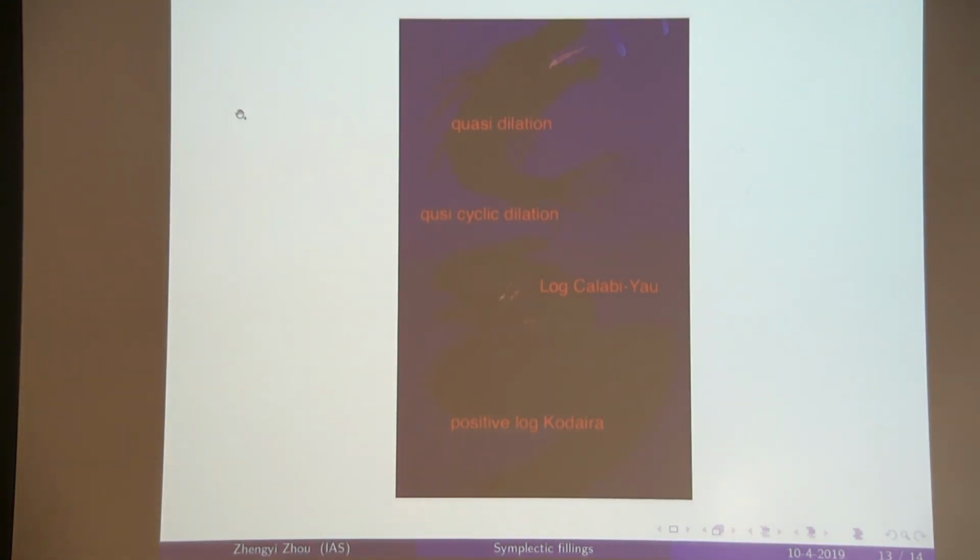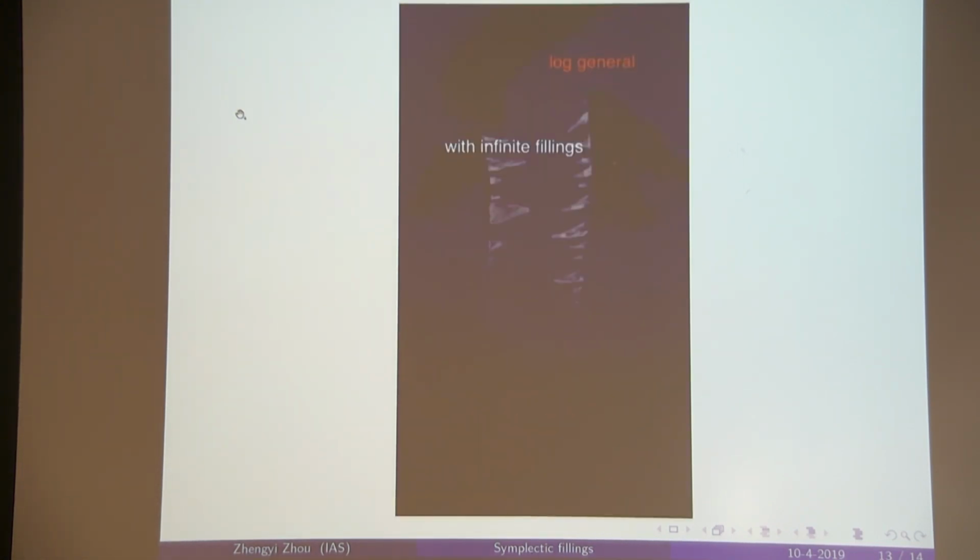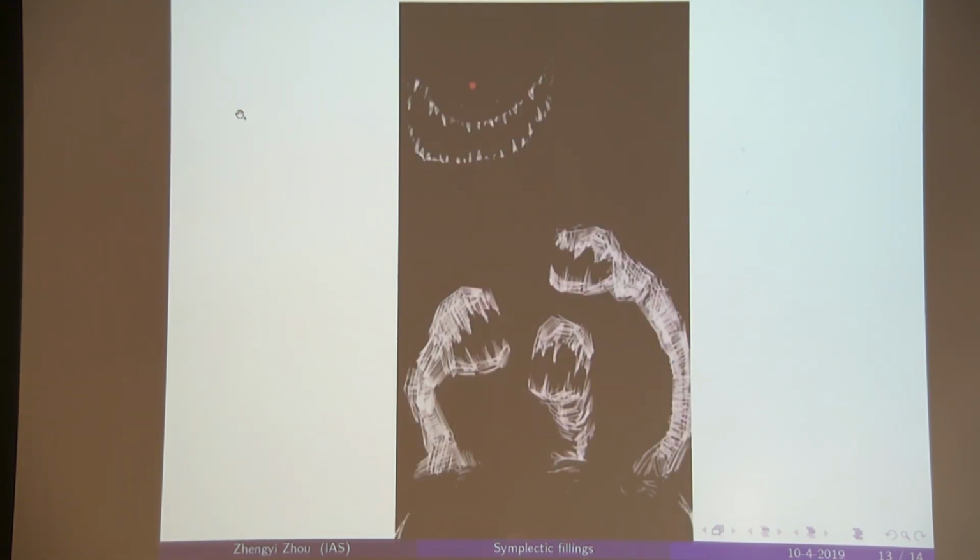maybe fewer holomorphic curves, so maybe log Calabi-Yau. And there's a notion of quasi-dilation, and also a notion of quasi-cyclic dilation introduced by Yin Li recently. And the essential examples seem to live in the log Calabi-Yau case. And later we have positive and then maybe general. But later we have all the examples with maybe infinitely many fillings. But can we say something more structured for these things? And after that, we don't know what's going on.